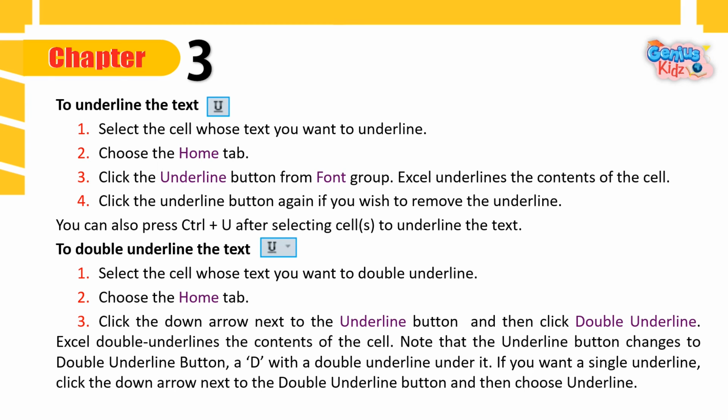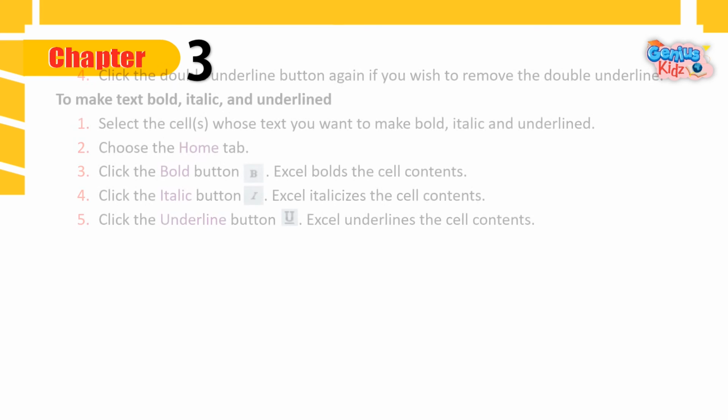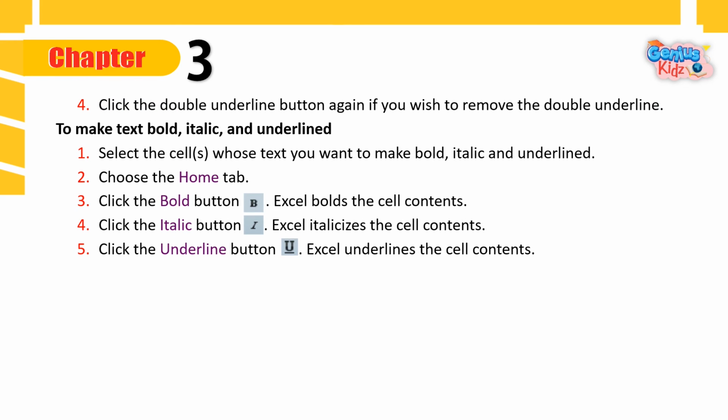To double underline the text, 1. Select the cell whose text you want to double underline. 2. Choose the Home tab. 3. Click the down arrow next to the Underline button and then click Double Underline. Excel double underlines the contents of the cell. Note that the Underline button changes to Double Underline button, with a double underline under it. If you want a single underline, click the down arrow next to the Double Underline button and then choose Underline. 4. Click the Double Underline button again if you wish to remove the double underline.